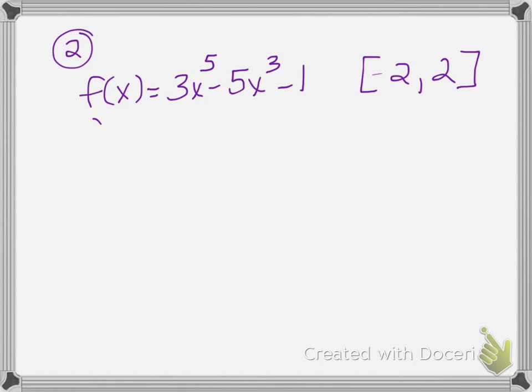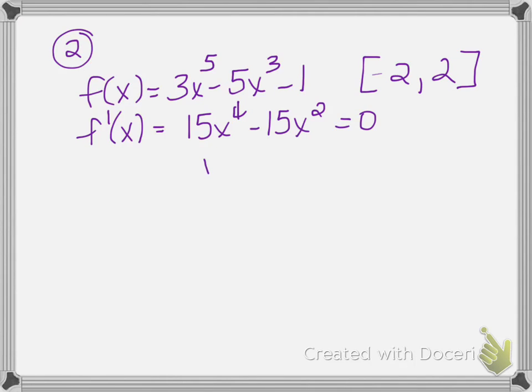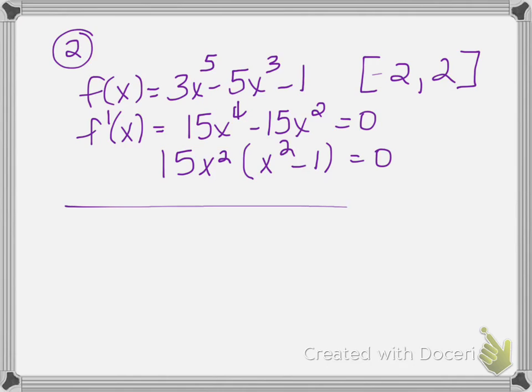Alright, so first of all, find the derivative. Set it equal to 0. Solve. So on my number line I have 0. I have -1. I have -1. Plug your values into the first derivative.